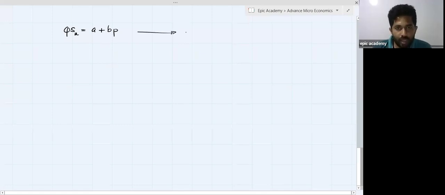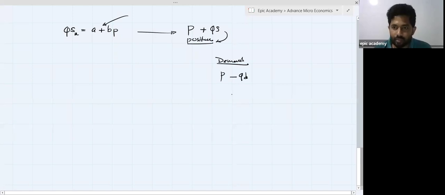Here you identify that, related to the law of supply, the relationship between price and quantity supplied is positive. That is why there is a plus mark here. In demand, I'm going to remind you, the relationship between price and quantity demanded is negative. That is why QD equals A minus BP, a minus value.